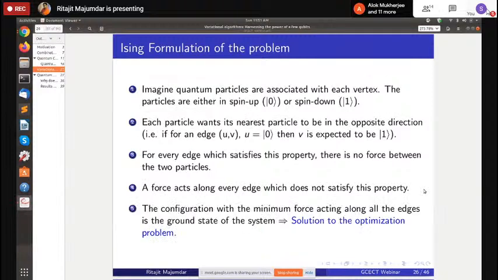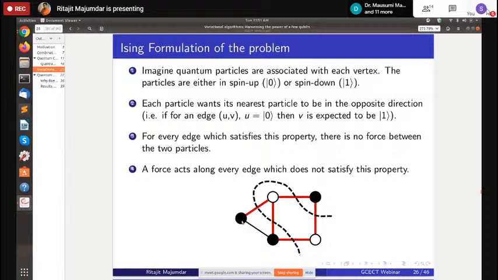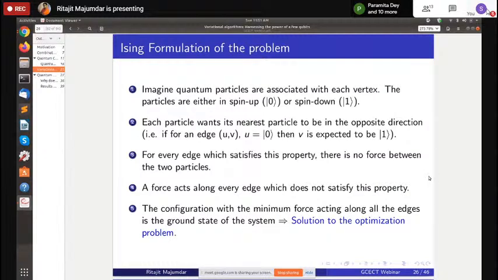And the promise is that if you can find a configuration with minimum force acting along all the edges, what does that mean? Here I want to find a configuration such that the minimum number of edges will disagree. So if there were another edge that was disagreeing, there would be two forces, but rather we want a configuration such that the number of forces acting around the edge is minimum. And if you can find such a configuration, this corresponds to the ground state of the system, and this is also the solution to the optimization problem.